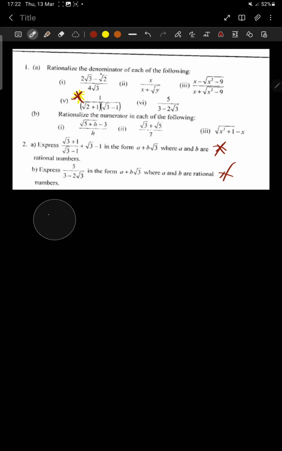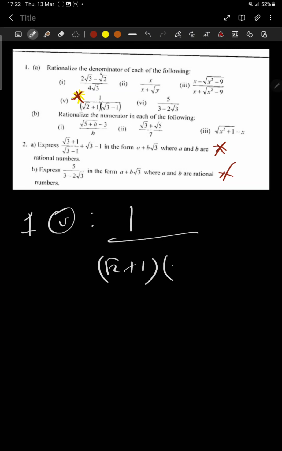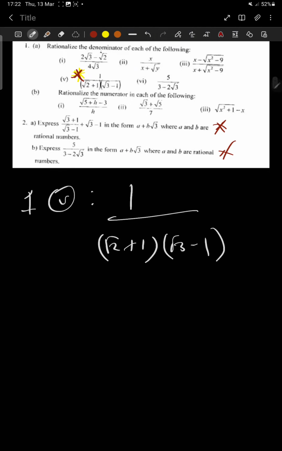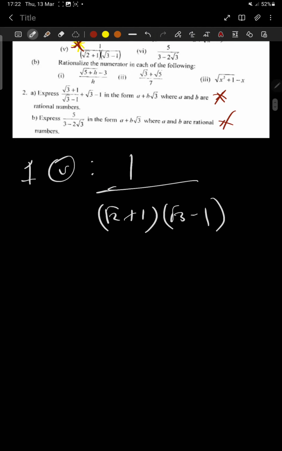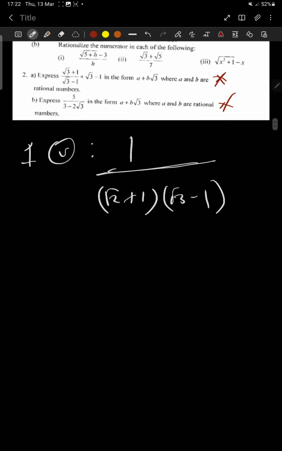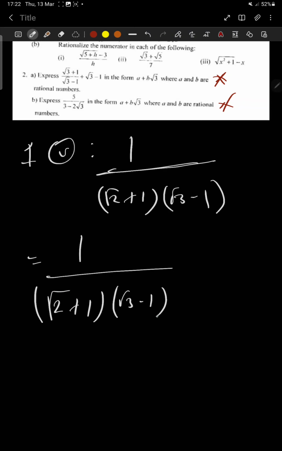So let's start with question 1, part 5. It's saying rationalize the denominator of the square root of 2 plus 1 over the square root of 3 minus 1. So how do you rationalize the denominator here? The bad thing that you can do is to expand the denominator. Don't expand the denominator, alright, but rationalize them separately. So this is what I mean if I say rationalize them separately.